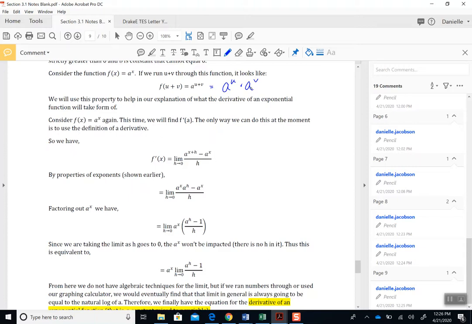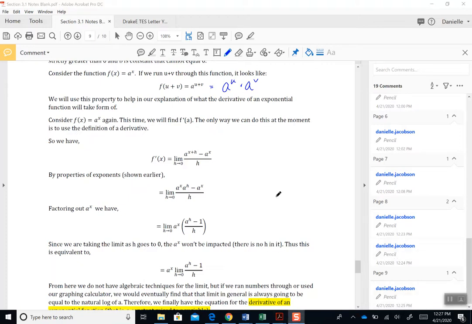All right, now by the properties of exponents I showed above, when I have a to the x plus h, that's the same as a to the x times a to the h. This minus a to the x just stays the same. Here I'm going to factor out a to the x. Notice that I can take the limit across multiplication. We've talked about that already. If I take the limit as h goes to 0 of a to the x, the h is not going to impact that at all.